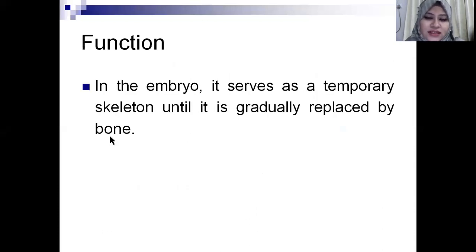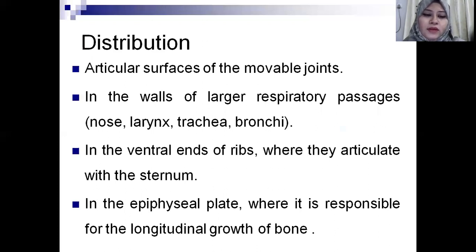Function of hyaline cartilage: in the embryo, it serves as a temporary skeleton until it is gradually replaced by bone. In our body, we can find hyaline cartilage in the articular surfaces of movable joints, in the walls of larger respiratory passages such as the nose, larynx, trachea, and bronchi, in the ventral ends of the ribs where they articulate with the sternum, and in the epiphyseal plate, where it is responsible for the longitudinal growth of bone.